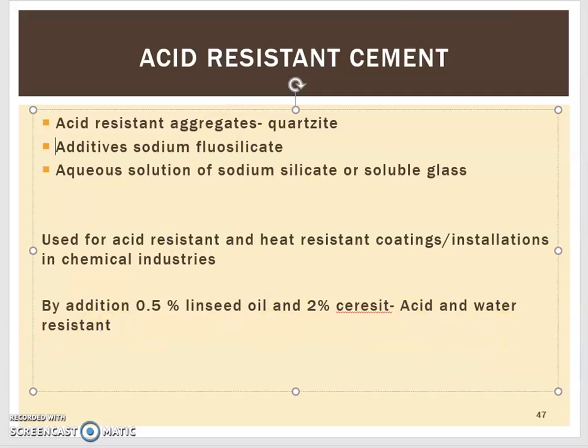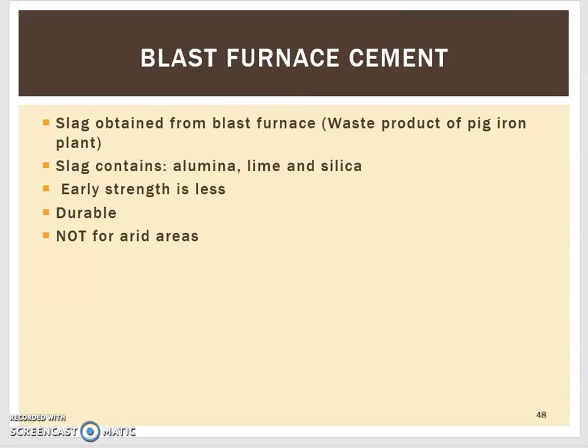Right, now going to the next type of cement, blast furnace cement. Here the slag is obtained from the blast furnace. Okay, now this slag is a byproduct in manufacturing of pig iron. Okay, and the basic elements of this particular cement are alumina, lime, and silica. Okay, now clinkers of the cement are ground with about 60 to 65% of slag. Okay, more or less the properties are similar to ordinary cement.